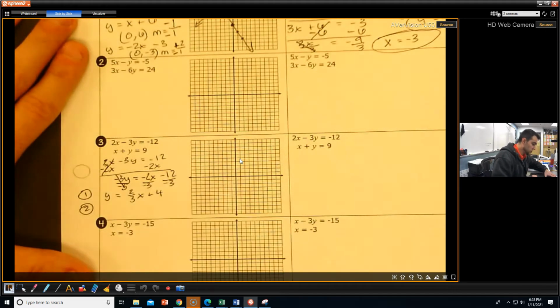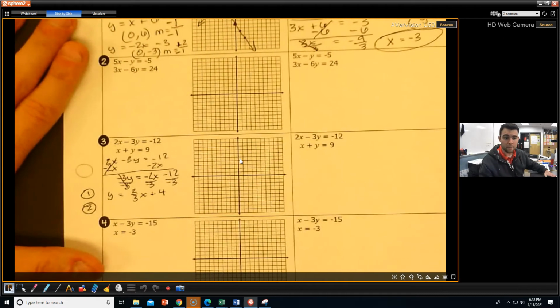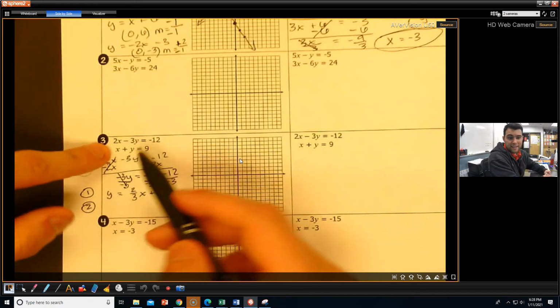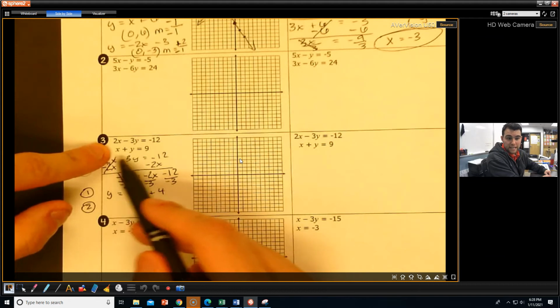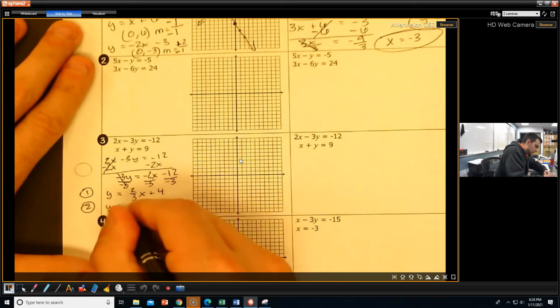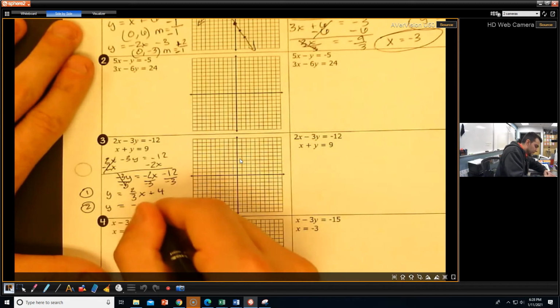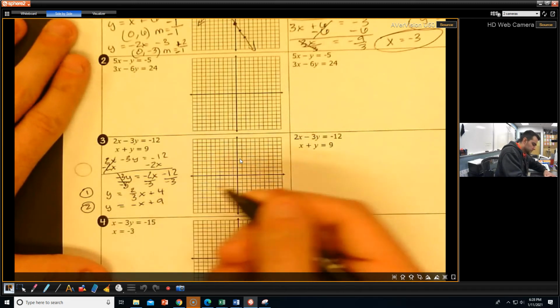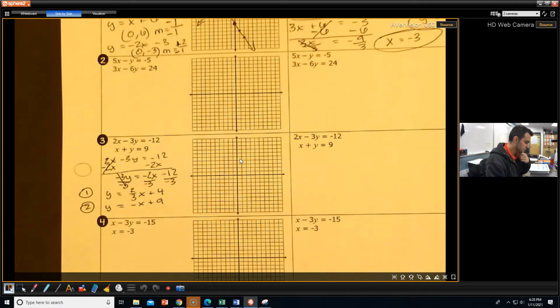And for the second equation, just for the sake of time, this one's not too bad anyway. I'm just going to subtract x over, divide everything by 1, so I'm going to be left with the same thing. So I'm going to get y equals negative x plus 9. And now I can graph these guys.